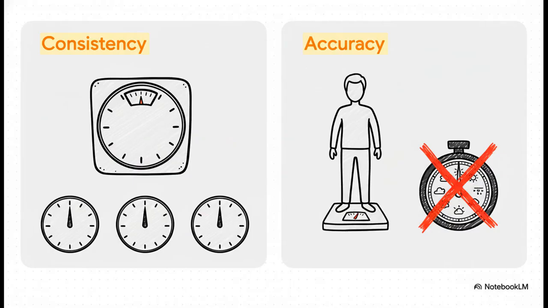Let's break this down. Reliability is all about consistency. If you step on your bathroom scale and it says 150 pounds, you expect it to say 150 pounds again a minute later, right? That's reliability. Validity, on the other hand, is about accuracy. Does that scale actually measure your weight, or is it off by 20 pounds? You've got to have both.